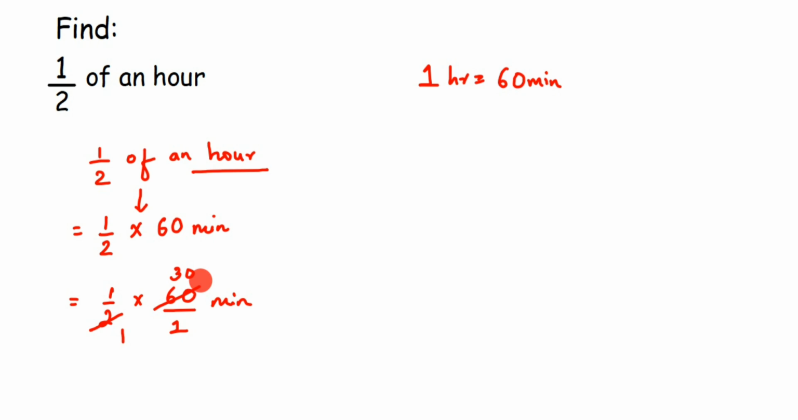Now multiply the numbers in the numerator. We have 1 times 30, which is 30, right? So we have 30, and 1 times 1 is 1. So we'll get 30 by 1 minutes, or it is equal to 30 minutes. 30 by 1 is the same as 30. So the answer is 30 minutes.